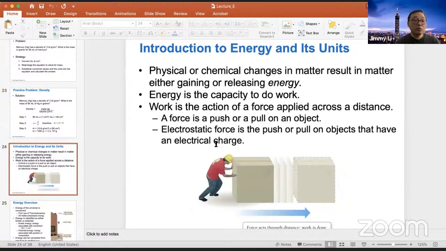Next, we're going to deal with energy. What's the definition? Energy here is the physical or chemical changes in matter that result in the matter either gaining or releasing energy. Energy is something related to work. As for types of energy, we have something called potential energy and kinetic energy.